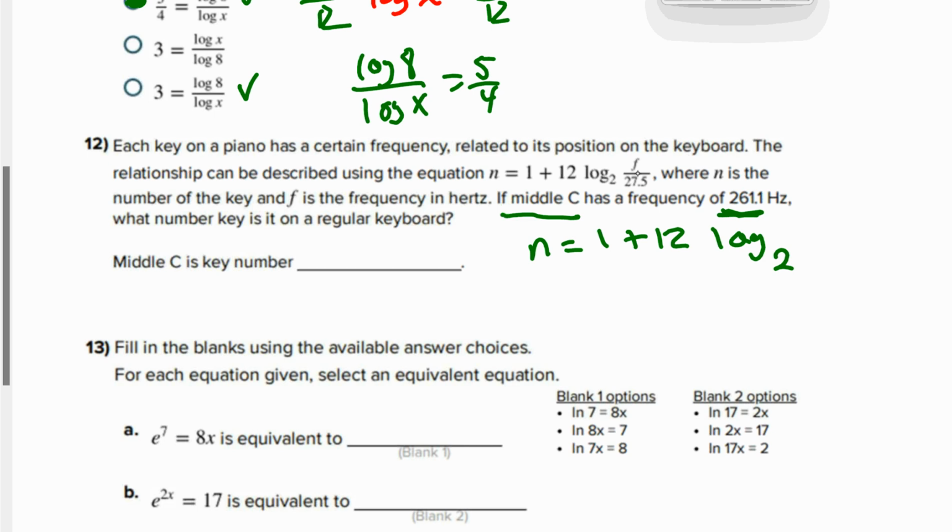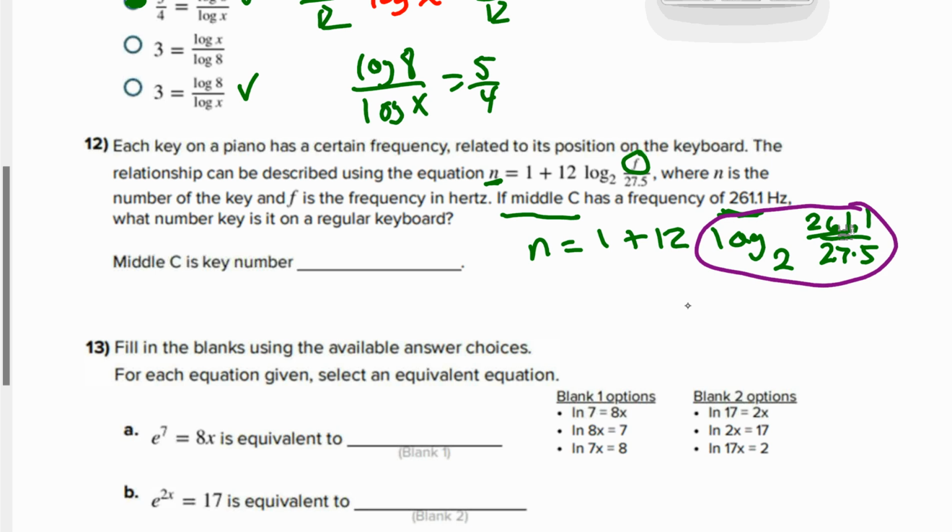So I have two missing things. I have N is missing, and I have F is missing. So basically, if I just give you one, you should be able to solve for the other one, right? So I give you F, so you should be able to type that in. 261.1 over 27.5. Again, I can use my change of base formula just like I did there in order to put this into my calculator.